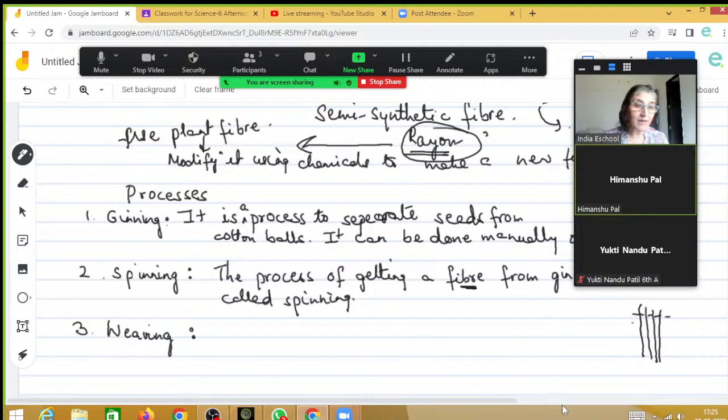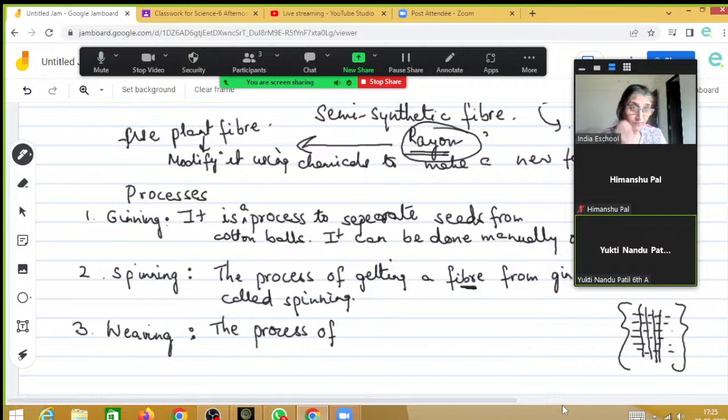Ma'am, your voice is breaking. What I'm saying is, what is this process? How do we get a fabric from a fiber? Ma'am, by spinning and weaving. So what does weaving do? What is weaving? Ma'am, we have to take a thread and we have to weave it. The process of getting fabric from a fiber.